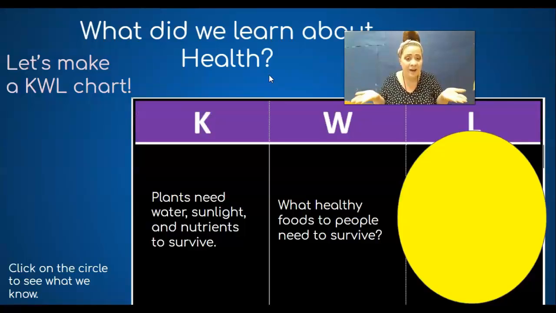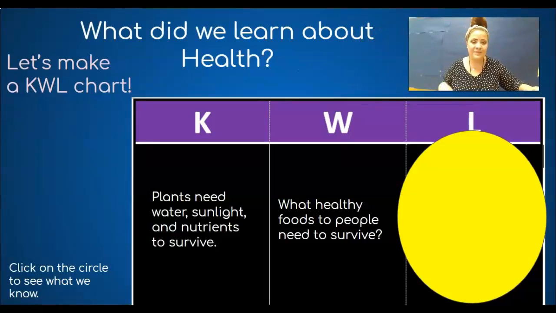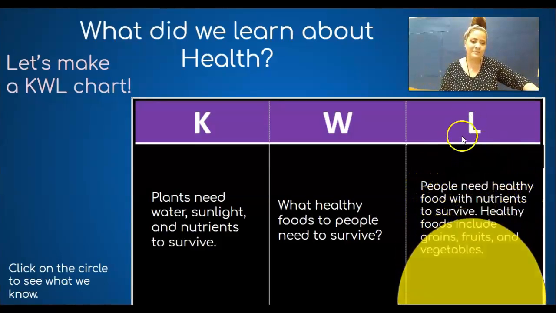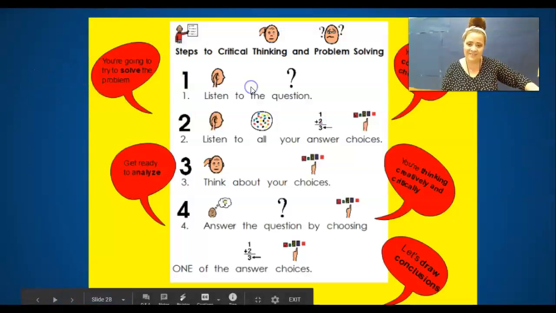What did we learn about health? I think we can finish out this KWL chart. What do you think? Let's get rid of this yellow bubble and see what we learned from that story. People need healthy food with nutrients to survive. Healthy foods include grains, fruit, and cereal. We did learn that from this lesson. Good job paying attention and learning about health.